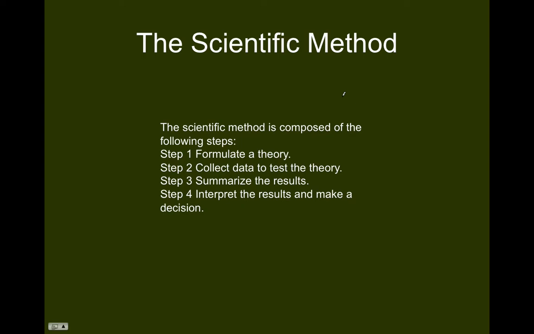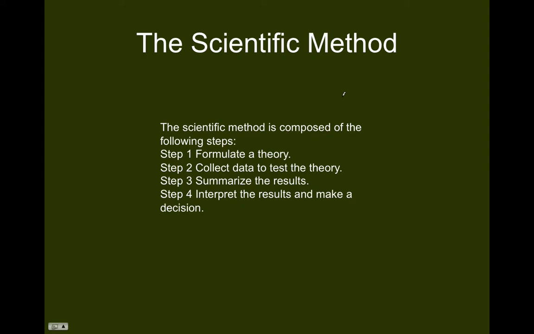Each chapter of the textbook has a little circular flowchart that shows where that chapter fits into the 4 steps in following the scientific method. This description of the scientific method is word for word out of the textbook. And here's what it says. The scientific method is composed of the following steps.